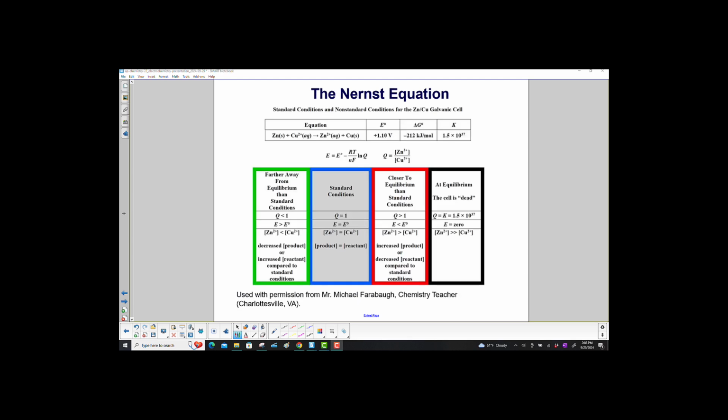This is a slide that you should pause on. It shows the standard conditions and non-standard conditions for the zinc copper galvanic cell. So here's our equation. We have our values for E0, delta G0, and K, a couple equations, and then 4 columns. One is for farther away from equilibrium than standard conditions, one is standard conditions, one is closer to equilibrium than standard conditions, and finally at equilibrium, or the cell is dead.